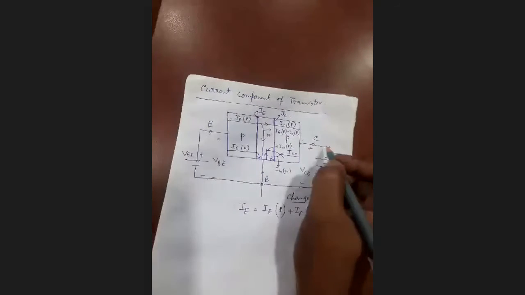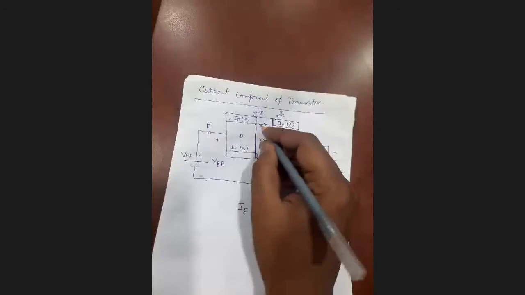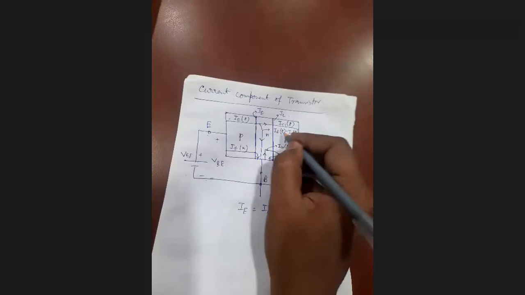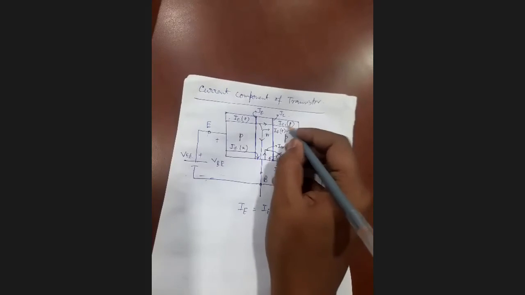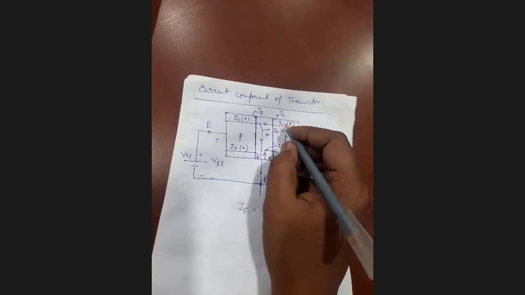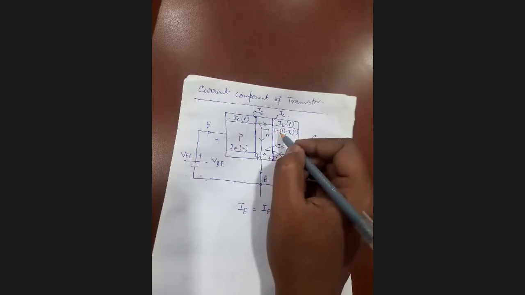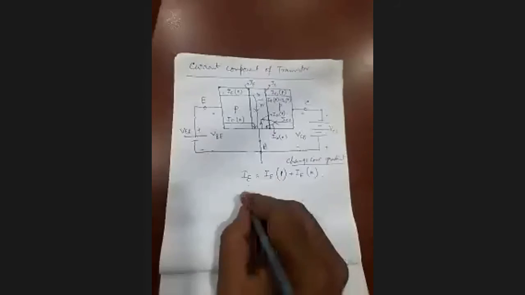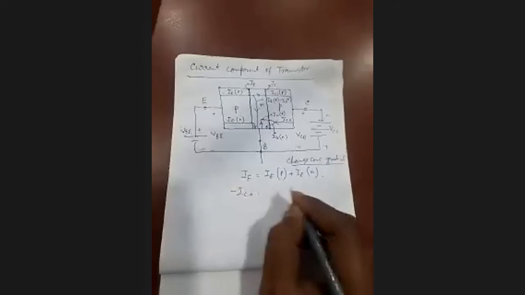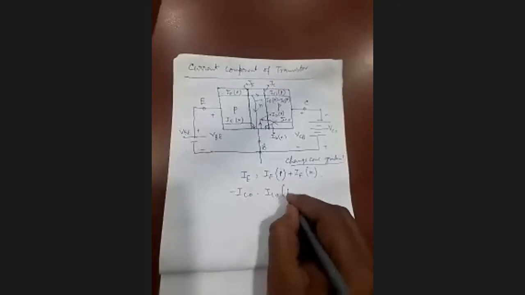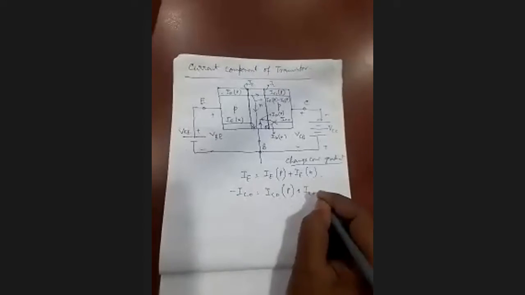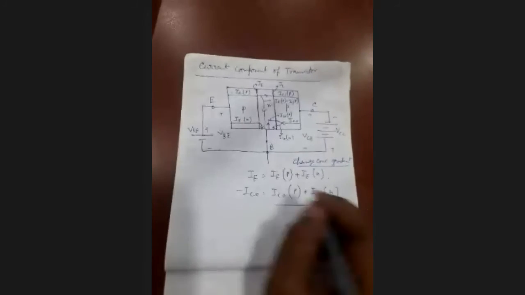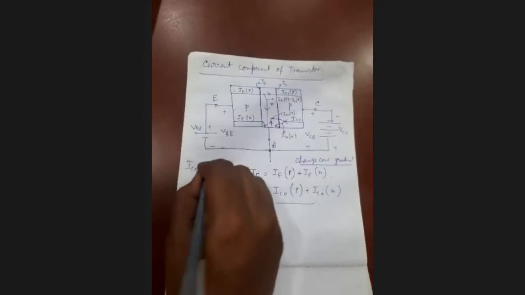Now, of the current that diffuses here, the current that reaches the collector side is IC1P, and the remaining current is IEP minus IC1P. Due to the reverse bias, the current ICO is delivered. So ICO equals ICOP plus ICON. ICO is considered the reverse current.